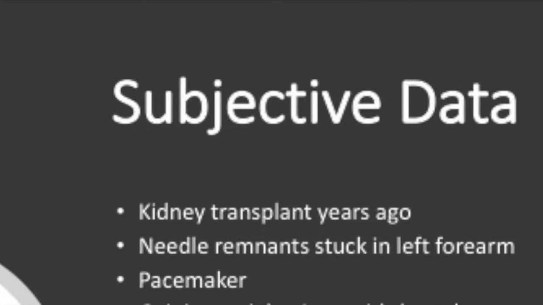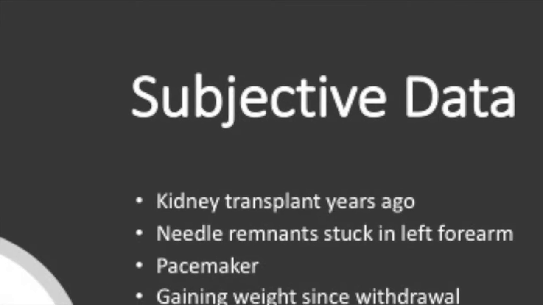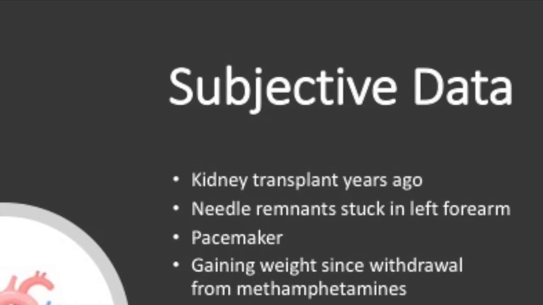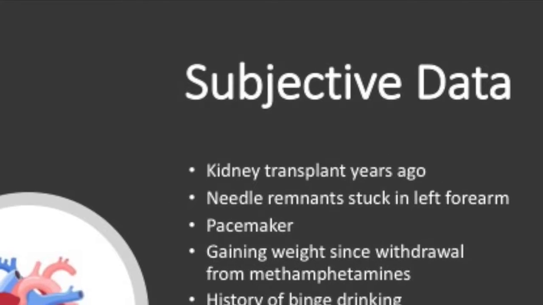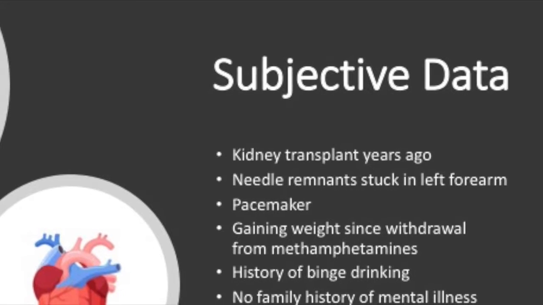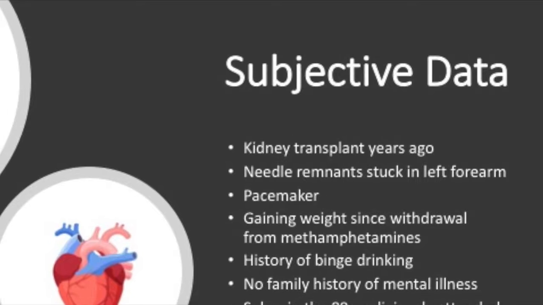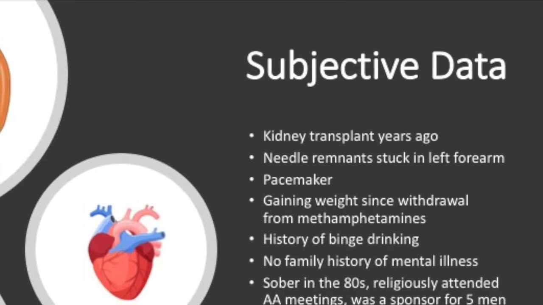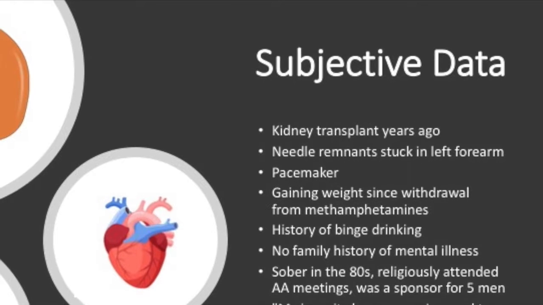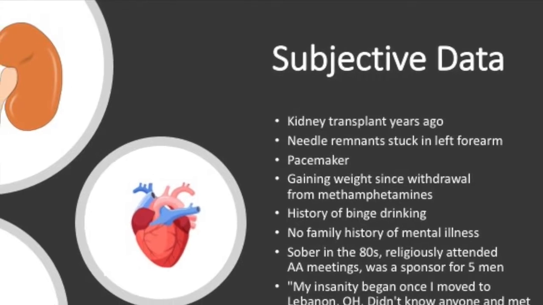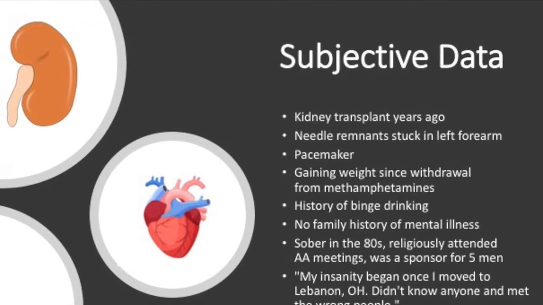The patient had a kidney transplant a few years ago. He has needle remnants stuck in his left arm from IV drug use. He has a pacemaker. He's been gaining weight since withdrawal from methamphetamines. He has a history of binge drinking and no family history of mental illness. The patient was sober in the 80s. He religiously attended AA meetings, and he was a sponsor for 5 men throughout the years that he was sober.